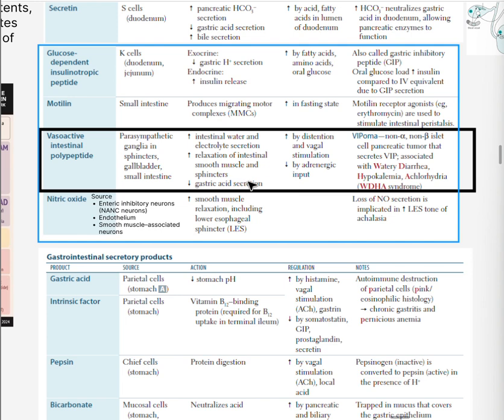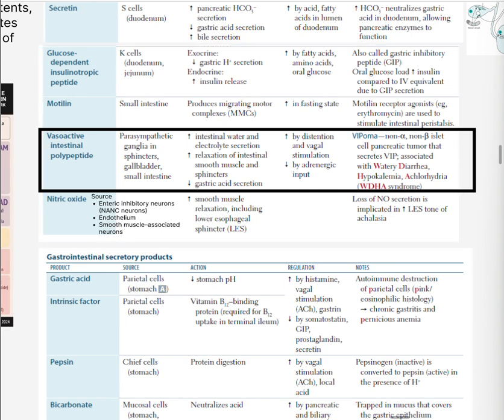This is similar to secretin. Secretin also helps to neutralize gastric acid. Vasoactive intestinal polypeptide also helps to neutralize gastric acid. So it decreases gastric acid. It also inhibits gastric acid secretion. So VIP decreases stomach acid production. It inhibits the gastrin release and reduces parietal cell acid activation.